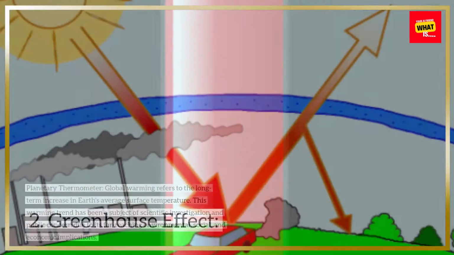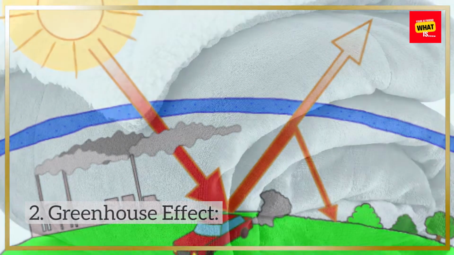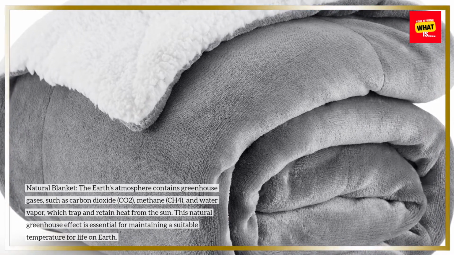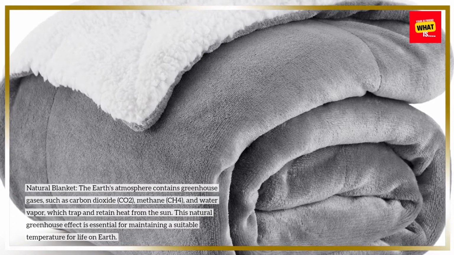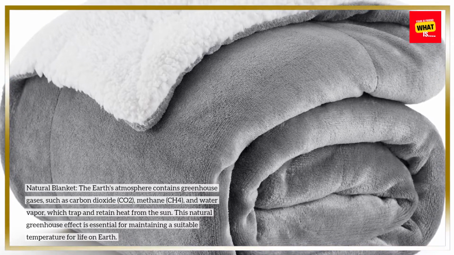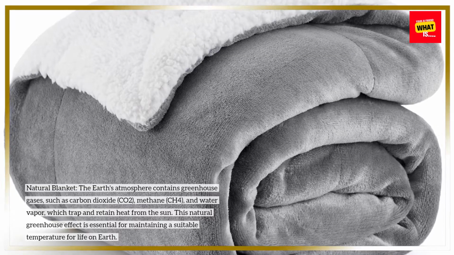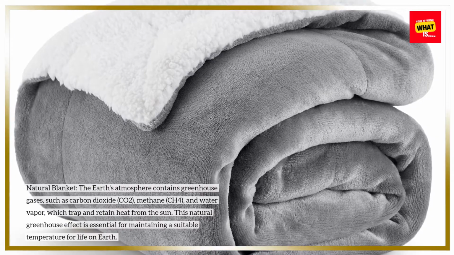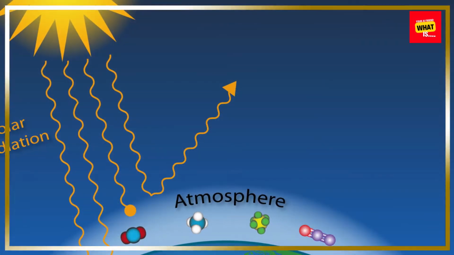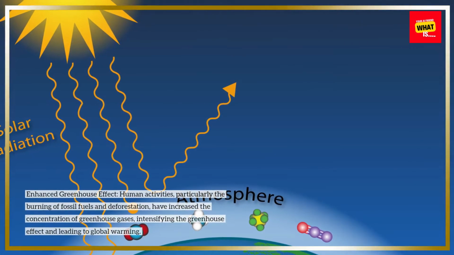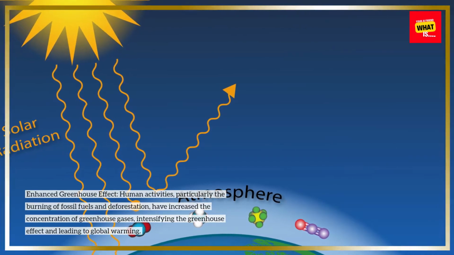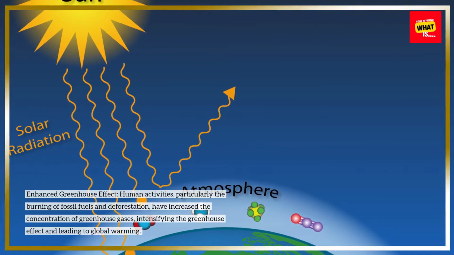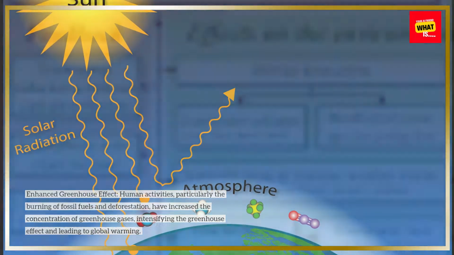economic implications. 2. Greenhouse effect. Natural blanket. The Earth's atmosphere contains greenhouse gases, such as carbon dioxide (CO2), methane (CH4), and water vapor, which trap and retain heat from the sun. This natural greenhouse effect is essential for maintaining a suitable temperature for life on Earth. Enhanced greenhouse effect. Human activities, particularly the burning of fossil fuels and deforestation, have increased the concentration of greenhouse gases, intensifying the greenhouse effect and leading to global warming.